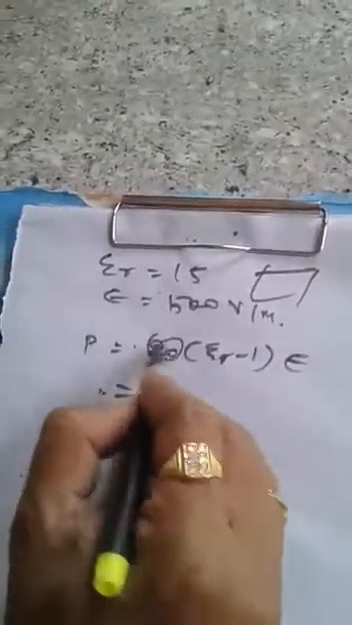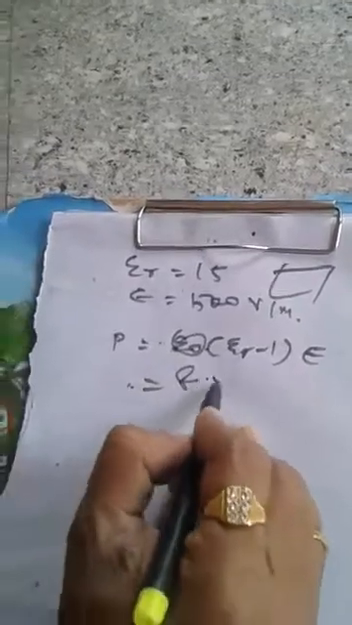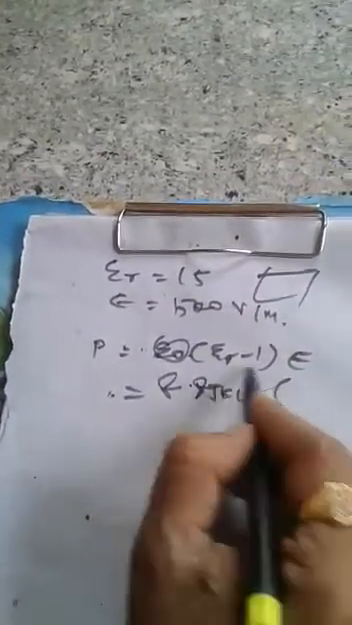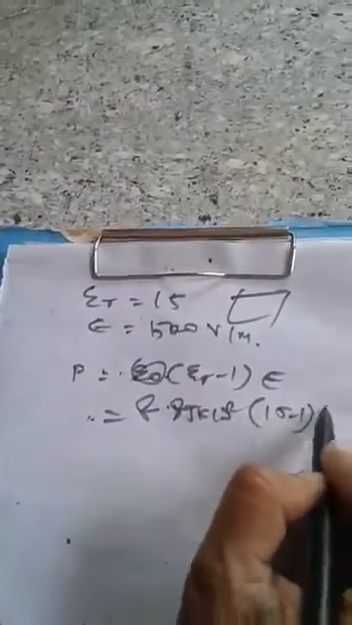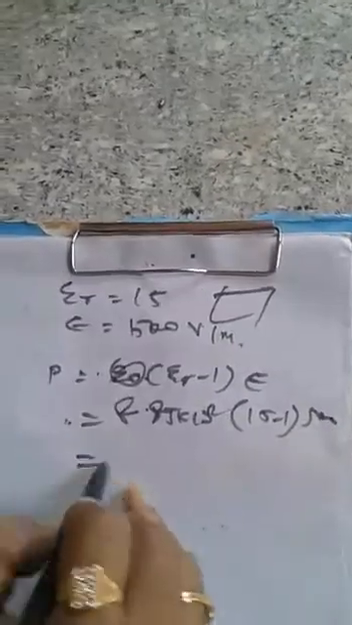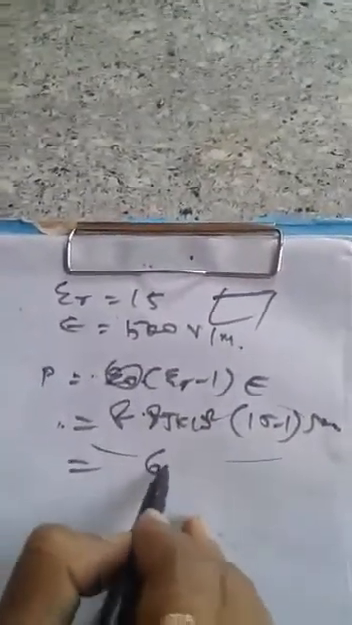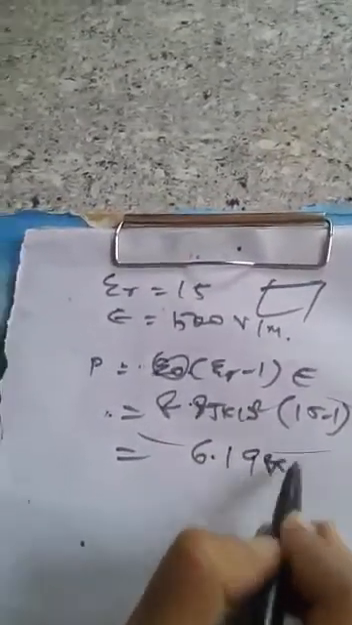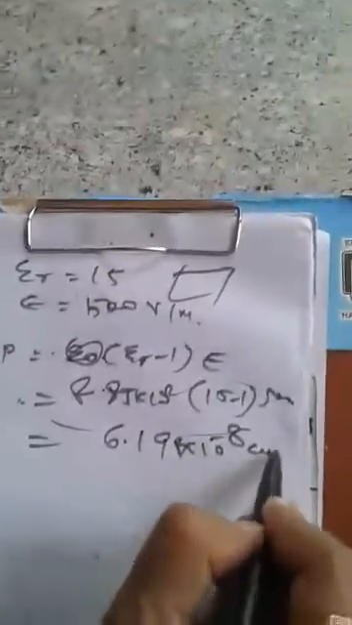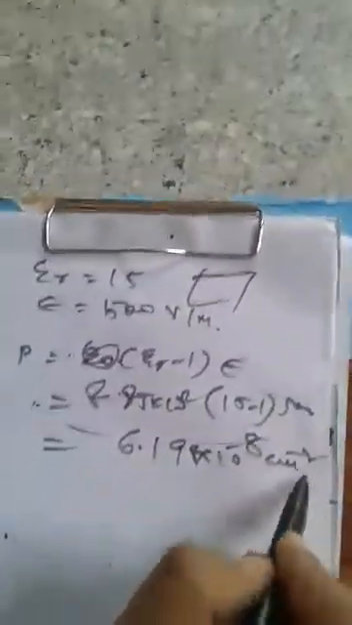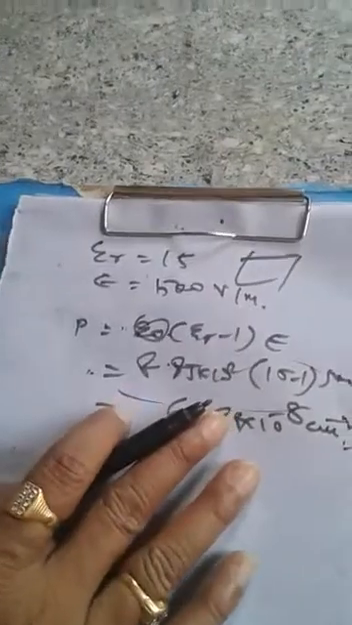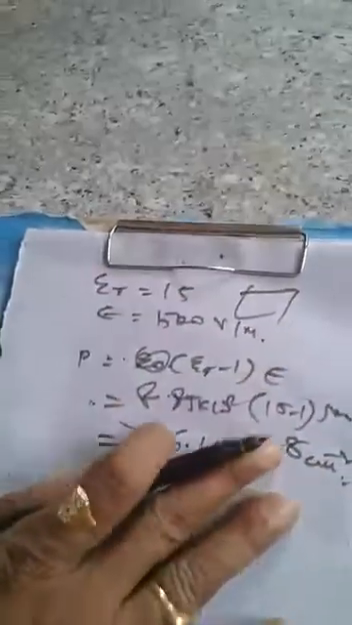Substitute the value 8.85 × 10^-12 for ε0, εr is 15, so 15 − 1, and E is 500. Then substitute all the values and simplify that. We get 6.198 × 10^-8 C/m². This is the polarization produced by the medium.